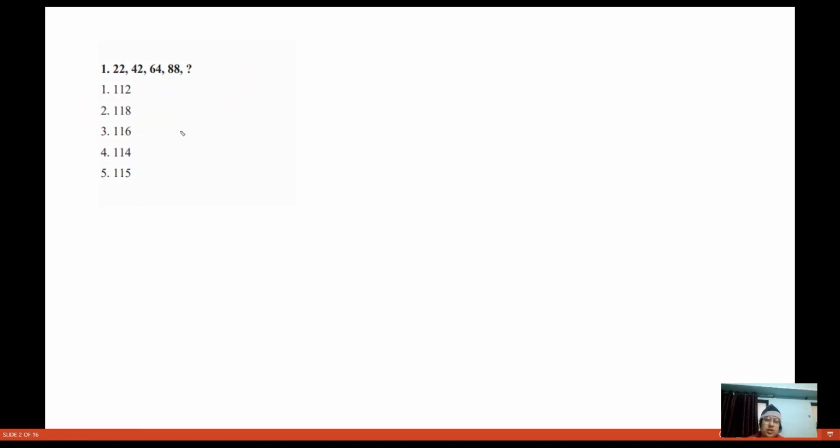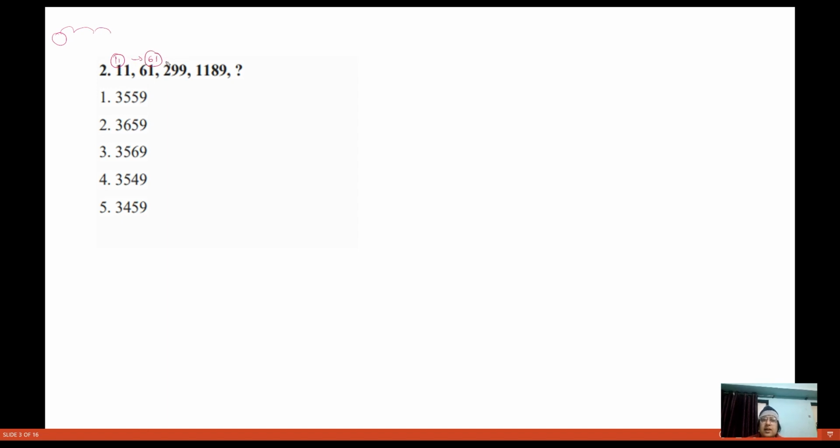Now let's move forward to the next question. Now look at this question. You have this number increasing every digit. In the first one it was only 11. Then it became 61. Then it became 299. Then it became 1189. So when you do this, the difference will not make much sense, because this number is increasing very rapidly.